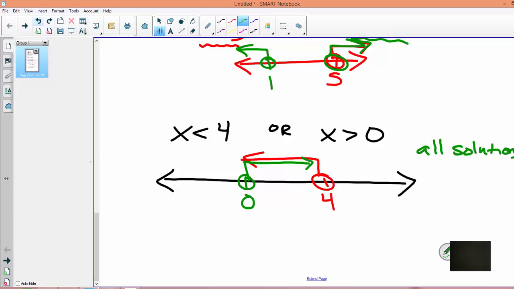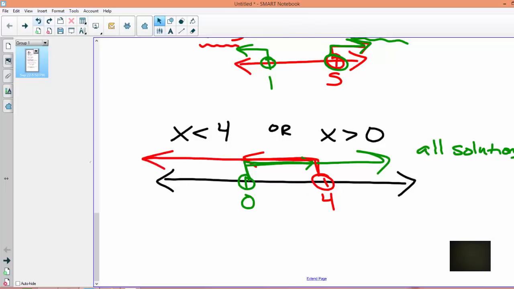This goes forever in this direction, and this goes forever in this direction. If that word said "and," you would just be right here because that's where both of them are. But the word is "or," and so that's all solutions because one or the other or both are everywhere.